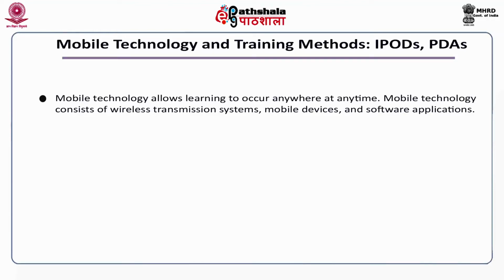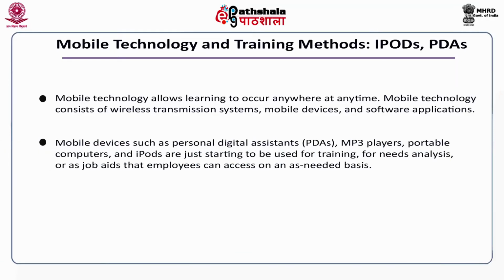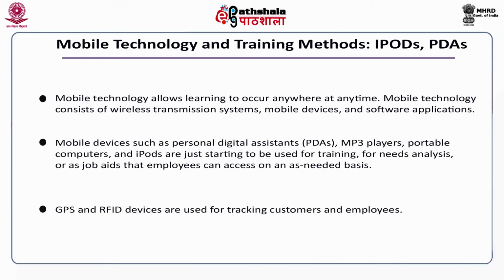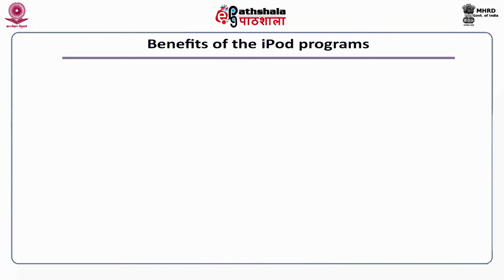Mobile technology consists of wireless transmission systems, mobile devices and software applications. Mobile devices such as personal digital assistants, that is PDAs, MP3 players, portable computers and iPods are just starting to be used for training, for need analysis or as job aids that employees can access on an as needed basis. GPS and RFID devices are used for tracking customers and employees. What are the benefits of mobile technology and training methods?